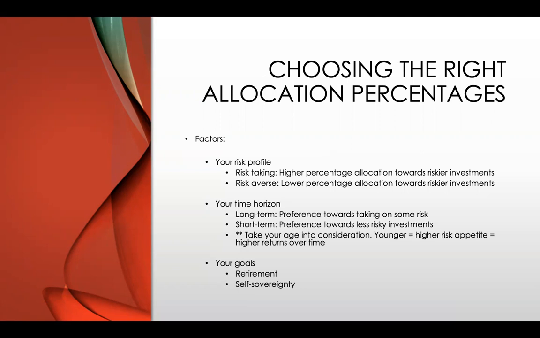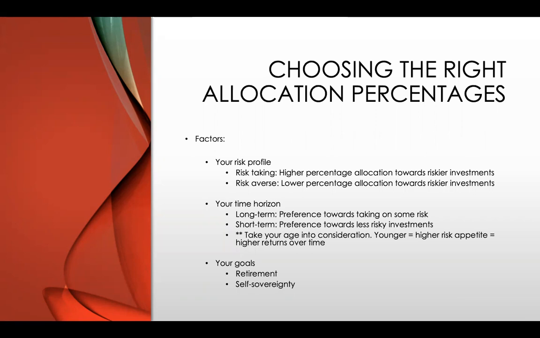If you're more risk averse and you don't like taking as much risk, you're going to allocate a lower percentage of your portfolio towards the riskier investments. You also want to keep in mind your time horizon. This is how long you want to be investing for. Are you going to be an investor for the rest of your life, or are you trying to get rich quick? And I would say that the get rich quick scheme is not a good strategy. It's very risky and it's not sustainable. We'll talk about that in the next slide.